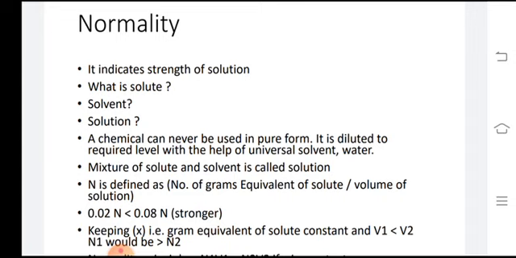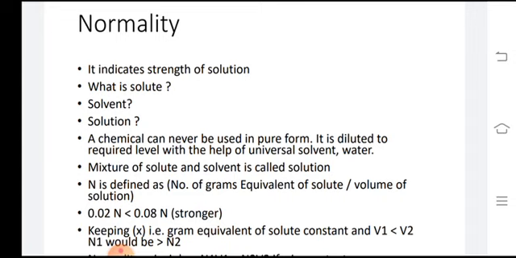So this is called a solution when we have a mixture of solute added to solvent and properly mixed. A chemical can never be used in pure form. It is diluted, and then the mixture is called a solution.